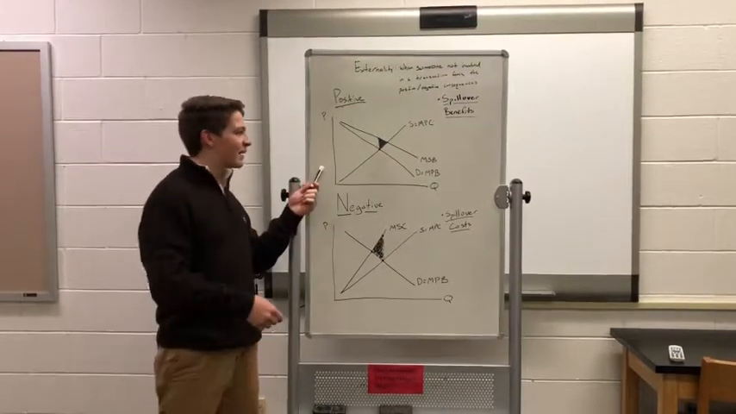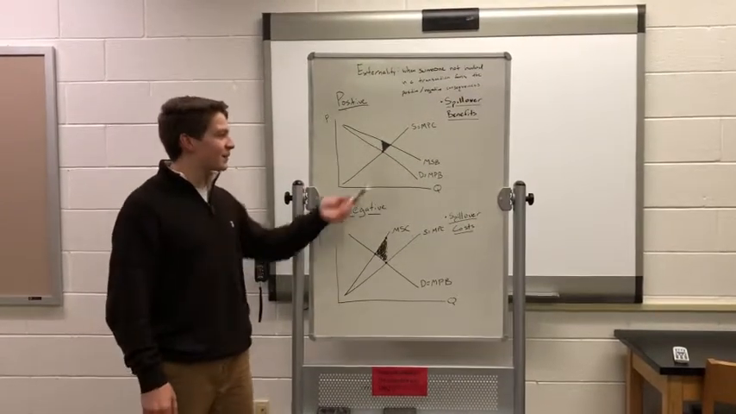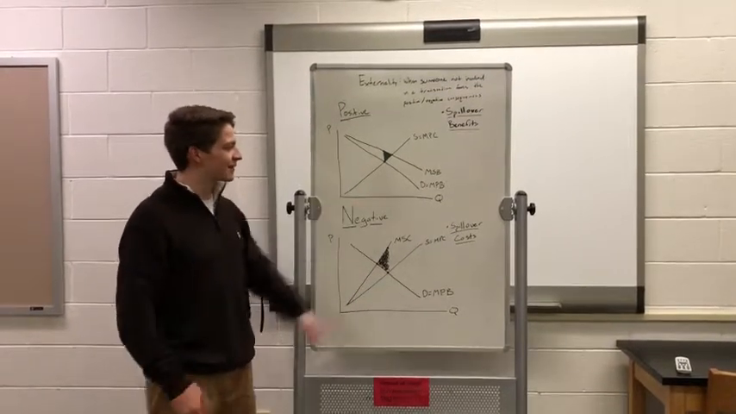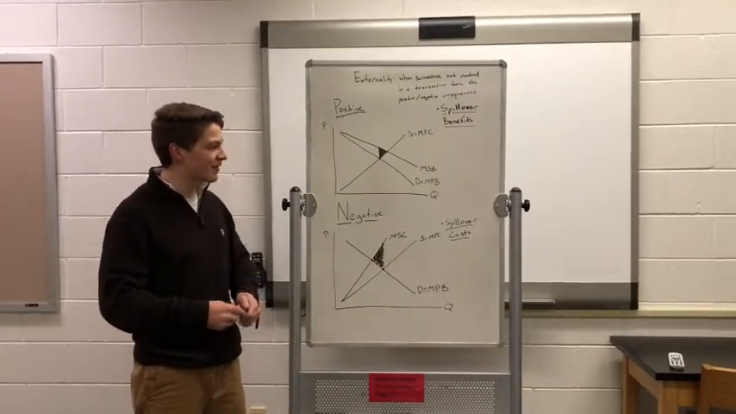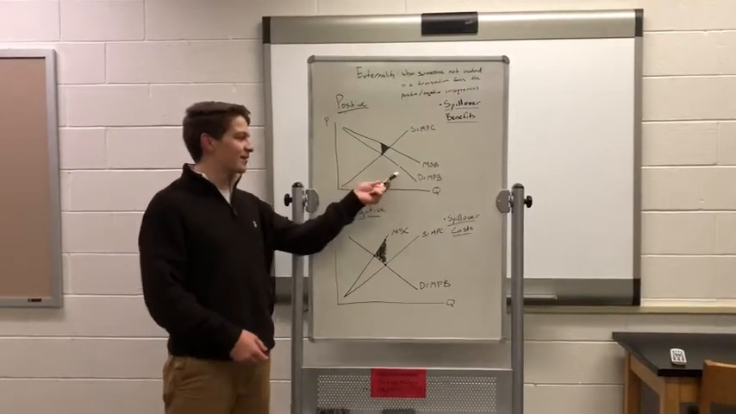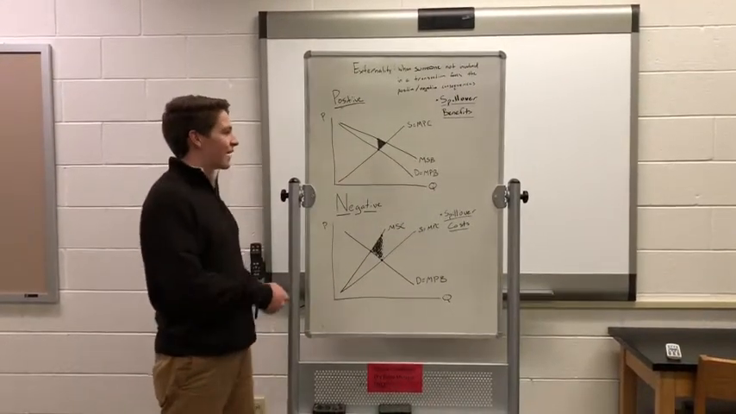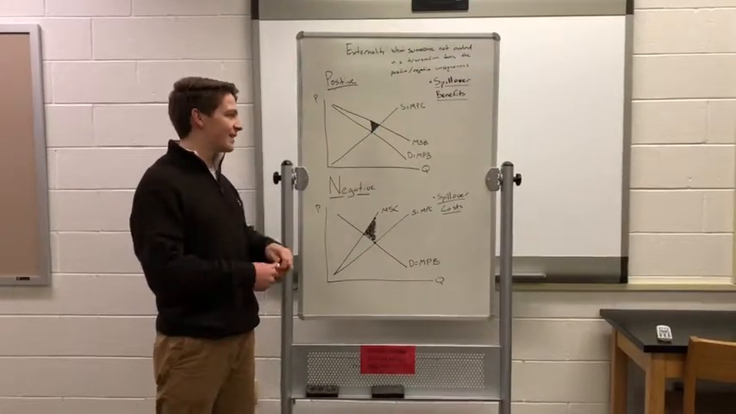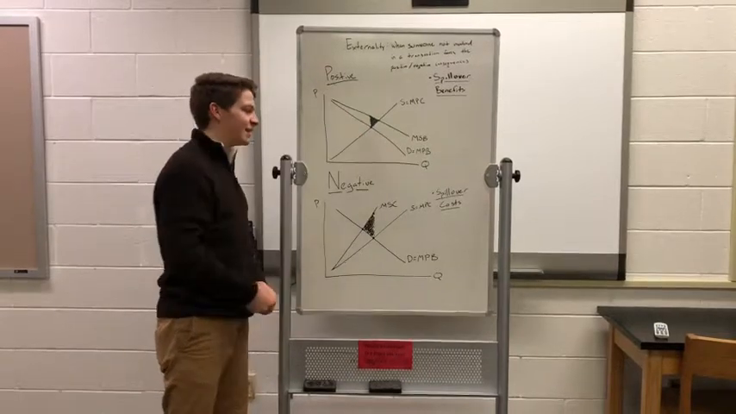So this is the graph for a positive externality. You have your supply curve, which is also the marginal private cost, and then you have your demand curve, which is also the marginal private benefit. But since there's spillover benefits, the marginal social benefit's higher. So you're going to have some positive externalities, and then your deadweight loss is these 2 points, and then you go up to the MSB line.